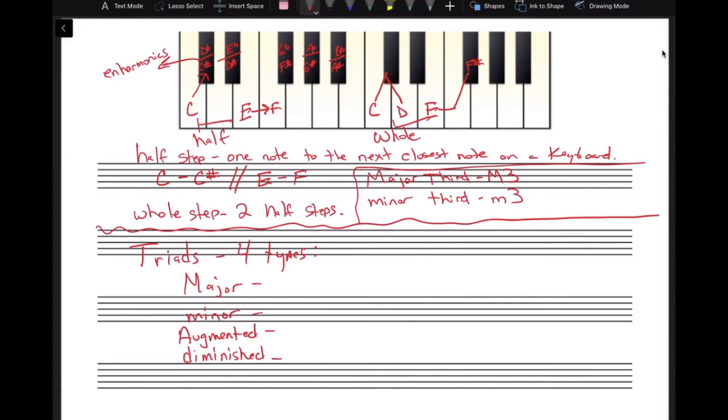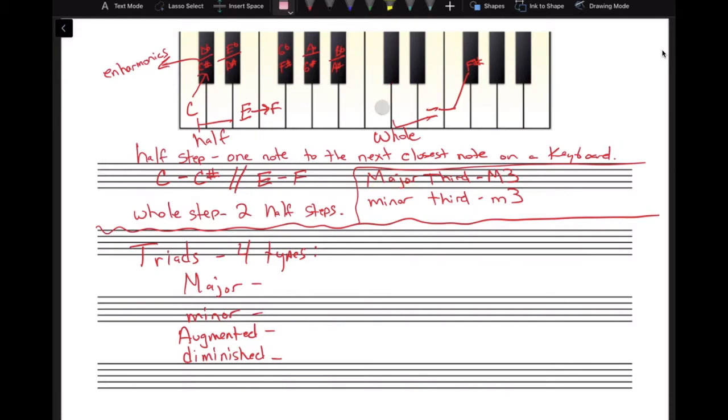All of these triads that I highlighted down here, the major triad, the minor triad, augmented triad, diminished triad, all of those triads are made up of major thirds and minor thirds, and it just changes the pattern, and we're going to show you that right now.